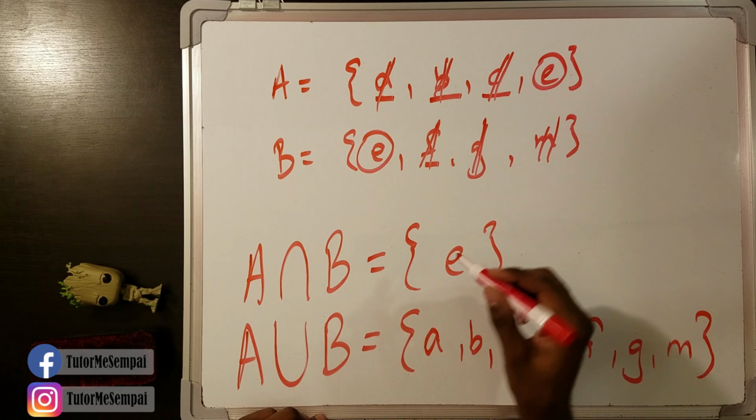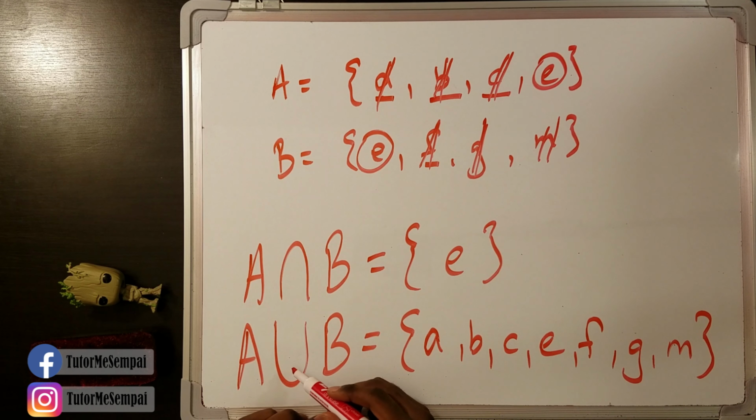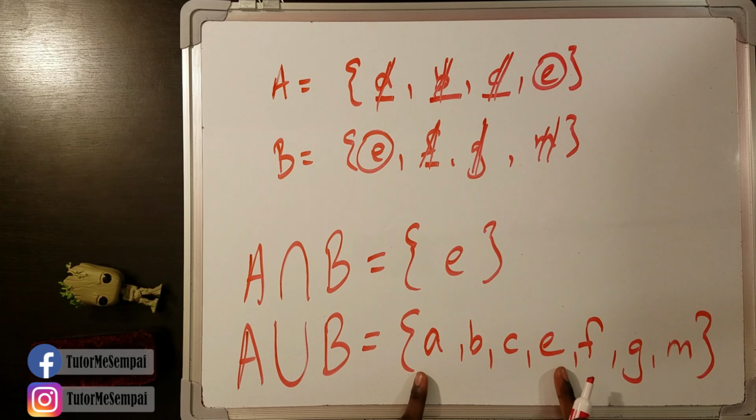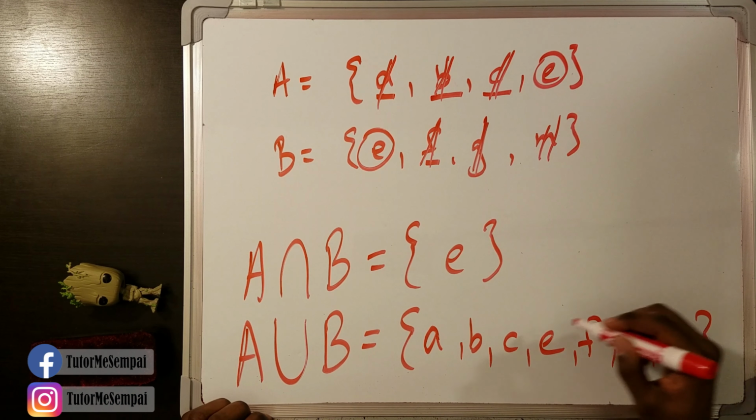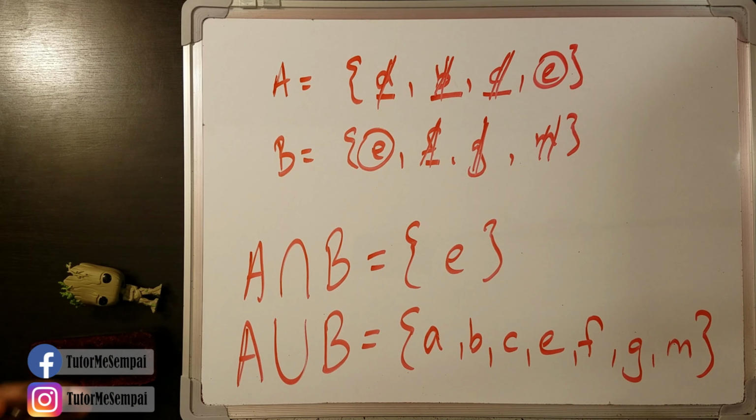So intersection looks at only what's in common. Union looks at what's in everything. So if you look at this, this is all that's in A. This is everything that's in B. Everything in A and B are accounted for. Even though you only have one E, we're just looking at what's in everything.